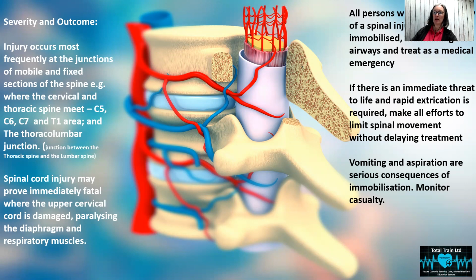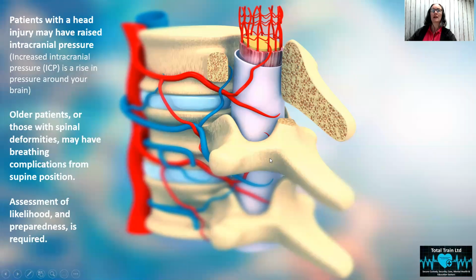Now, we've also got to think about vomiting and aspiration, because they can be serious consequences of a ligature event as well. Patients with a head injury may have a raised intracranial pressure. So again, when we're taking the person down, we've got to be balancing potential head injuries with spinal injuries and other damage within the neck and head area as well.